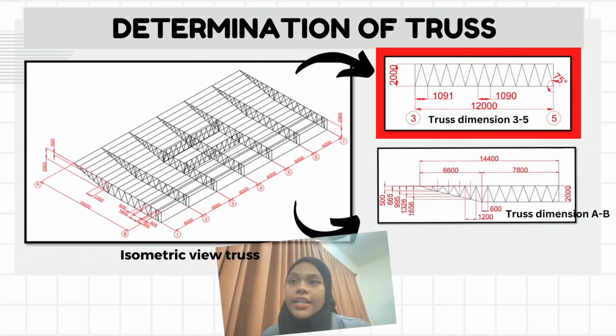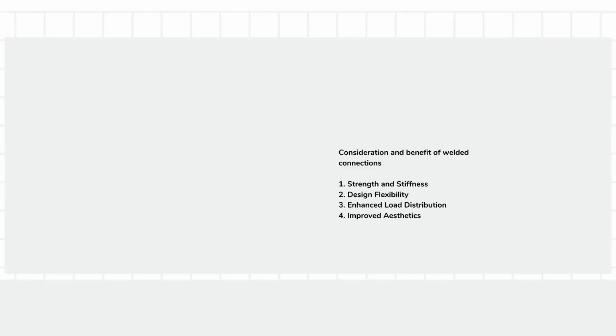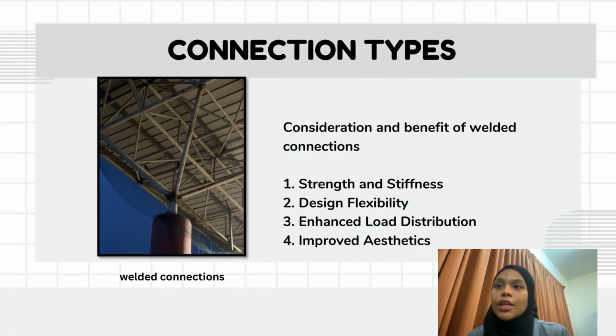Next, as for the determination of truss, UTM Stadium has 2 types of truss, which are truss dimension 3/5 and truss dimension AB, as in the isometric drawing. The truss dimension 3/5 in the red box is the truss that our group members selected to analyze in this project. Next, as for the connection type, the group chose to use welded connection in this project.